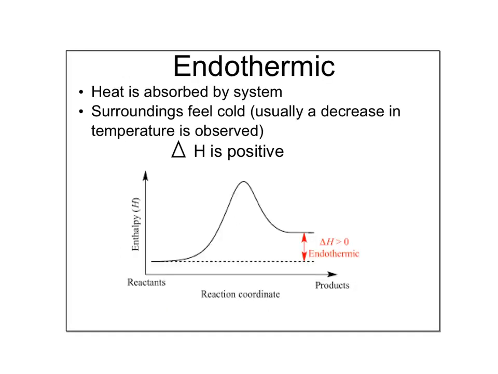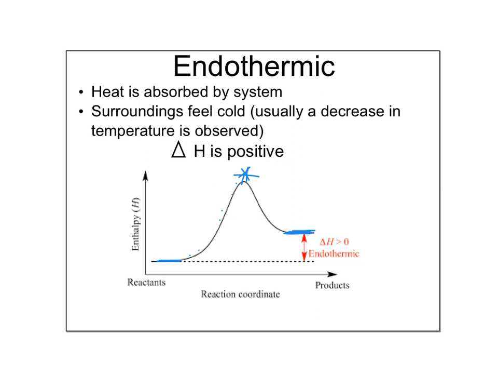Endothermic is the opposite. It's where heat is absorbed by the system, so the surroundings are usually going to feel cold. You might see a decrease in temperature. If you look at the graph, we start with our reactants, we go up, we get to this transition state, or the transition complex, and at the point of no return, we fall back down, but you notice that the products have a higher energy than the reactants.